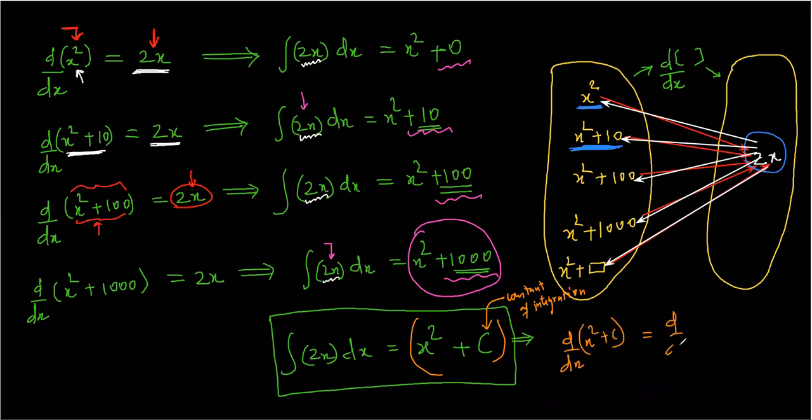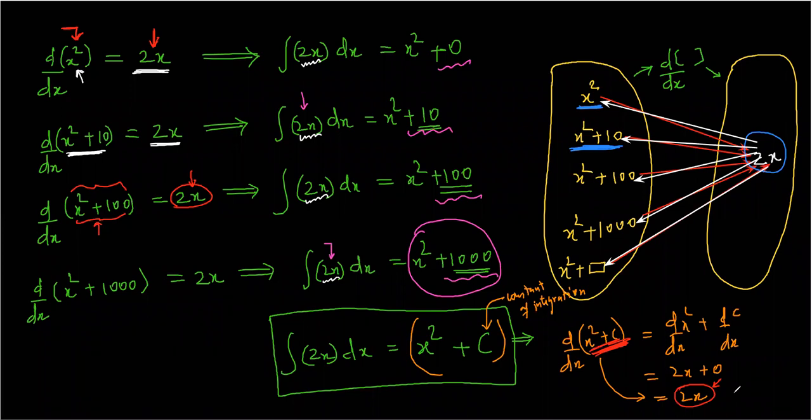It will be d by dx of x square plus d by dx of c. D by dx of x square is 2x and constant derivative is 0. So you have 2x. So what do you say? You say that d by dx of x square plus c is 2x. Derivative of x square plus c is 2x. So if derivative of this is this, integration of this is this. 2x is x square plus c. I hope you all have understood this.